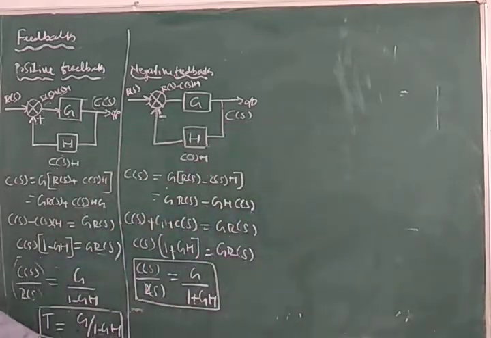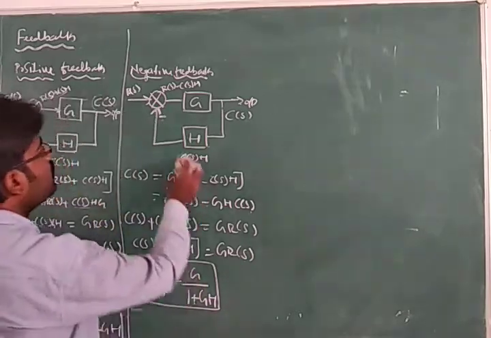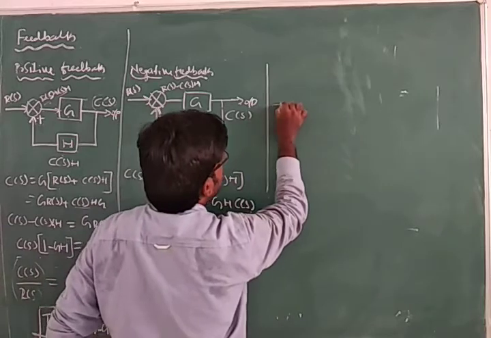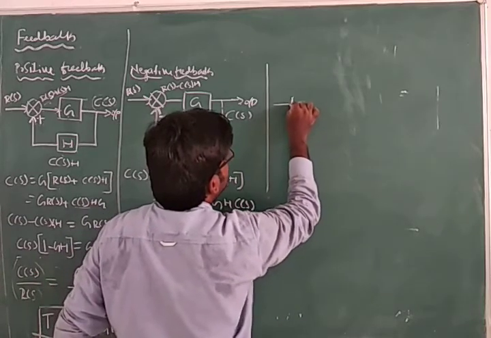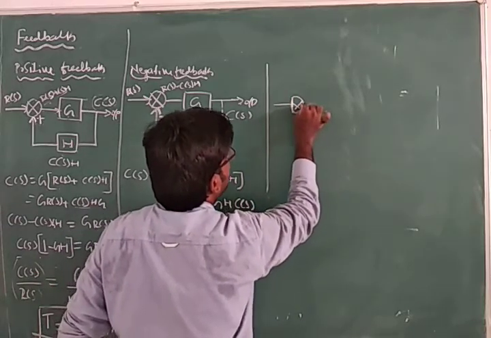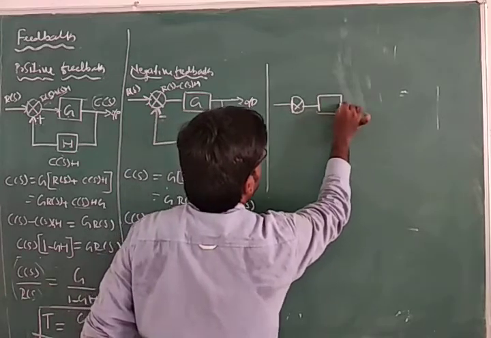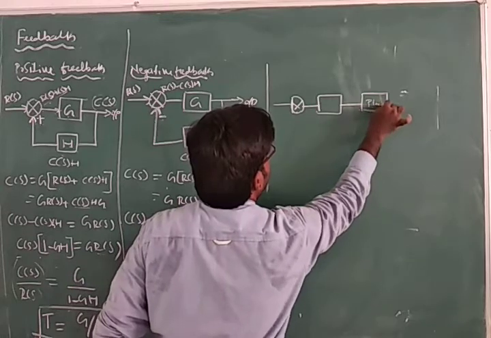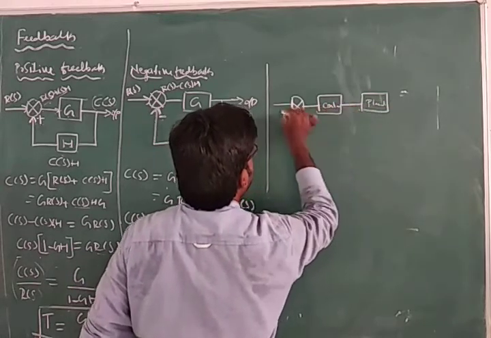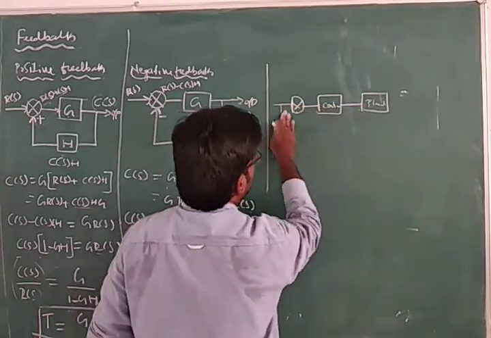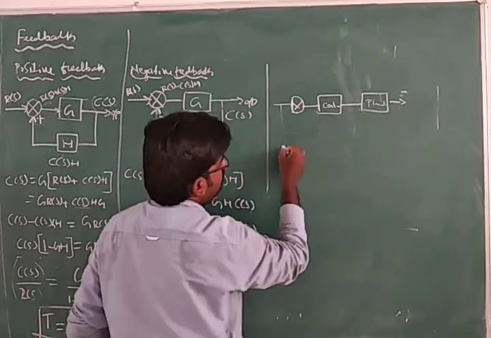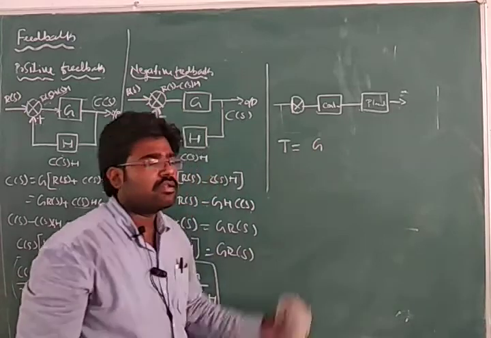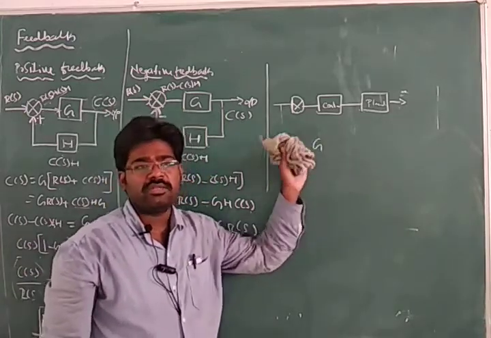Let us see what the transfer function of an open loop control system is. See, open loop is represented with a summing point, then a controller, then the plant, and no feedback will be there. It means the transfer function will be g only. Whatever input you are getting, the same output you will be getting. This is the transfer function of open loop.